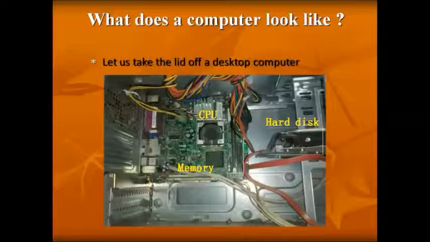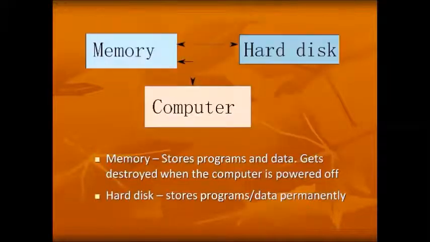So what does a system unit look like? Okay, if you open your system unit, the main components are of course the CPU, the memory, and the hard disk. Now, memory stores the programs and data. Basically, when you turn off your computer, the memory does not keep the data, while the hard disk stores programs or data permanently.